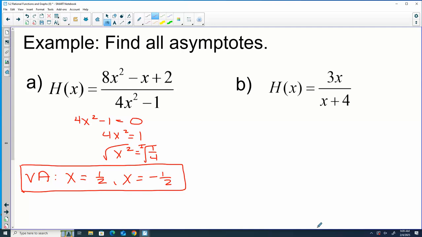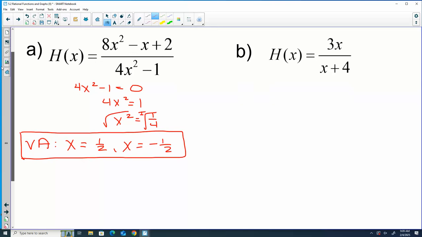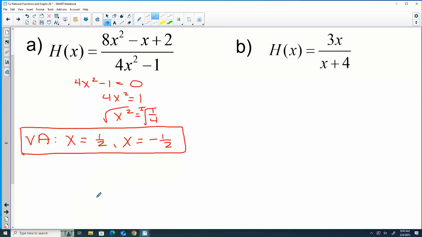Horizontal and oblique. There are different rules we can memorize, but really to decide it, it's kind of the same each time. One way to think of it is like a division problem. This means you are taking 8x squared minus x plus 2 and dividing it by 4x squared minus 1. Okay, so in long division, everybody pay attention because it's been a while. You start here. What is 8x squared divided by 4x squared?